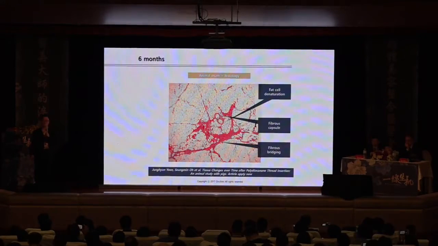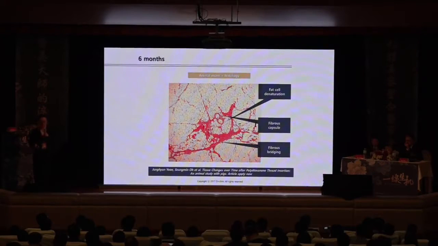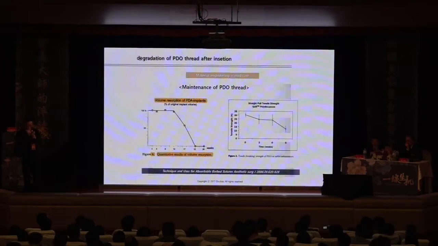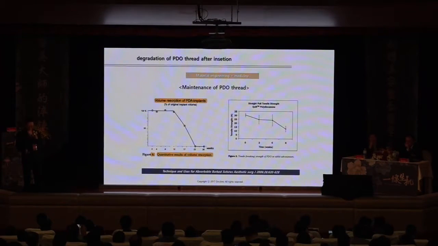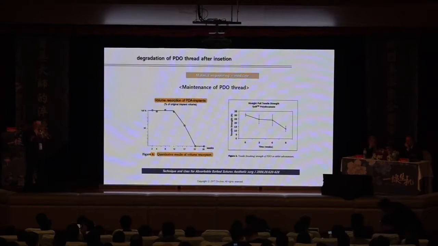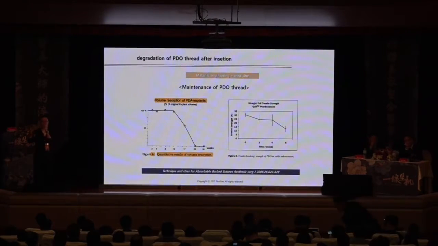This is the most important picture. Fat cell denaturation, fibrous capsule, and fibrous bridging to the other side. And degradation of PDO is very important. Polymer degradation pattern is very specific. The Quill thread company revealed that the tensile strength decreased about 50% after 6 weeks.